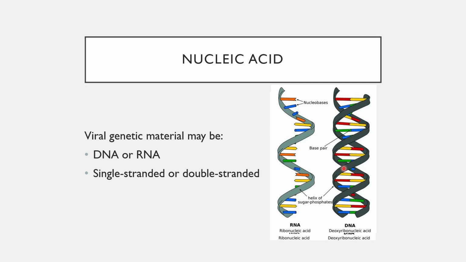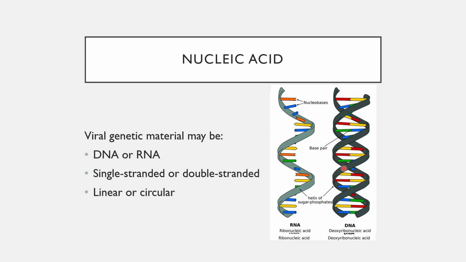Meaning, a virus that has a single-stranded RNA is going to reproduce differently than a virus that has double-stranded DNA, for example. And then finally, nucleic acids found in viruses can either be linear in nature or they can be circular. They can be composed of a single long strand of nucleic acid, or they can be composed of a continuous loop of nucleic acid.